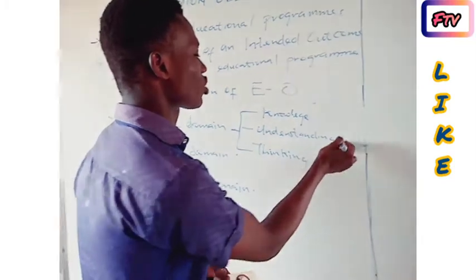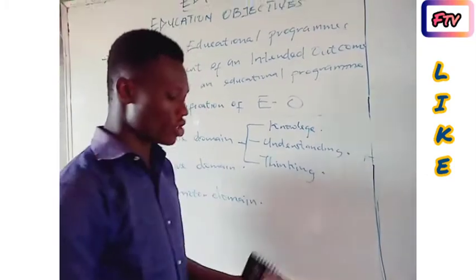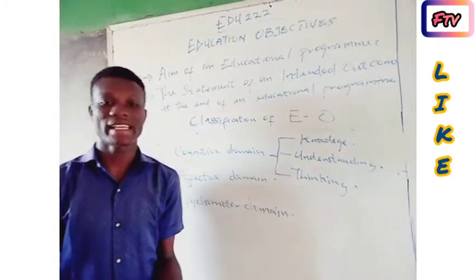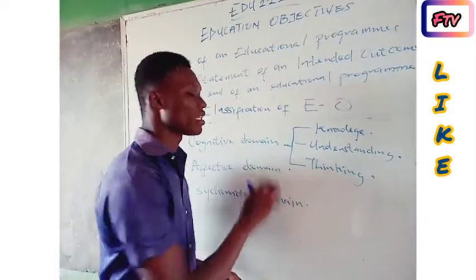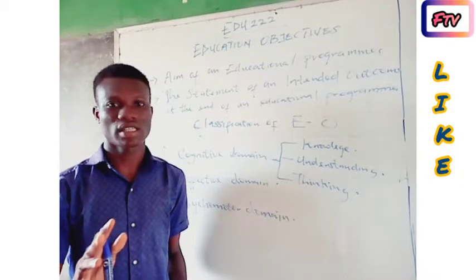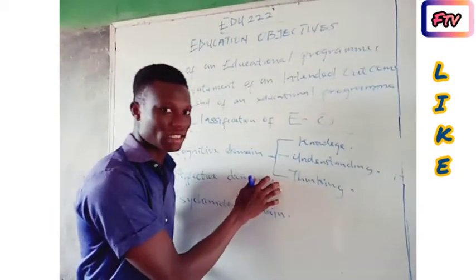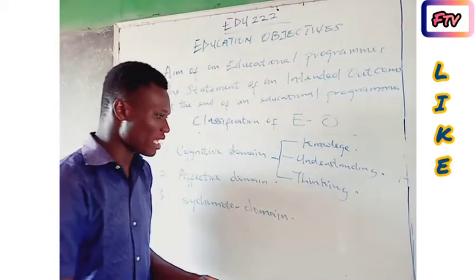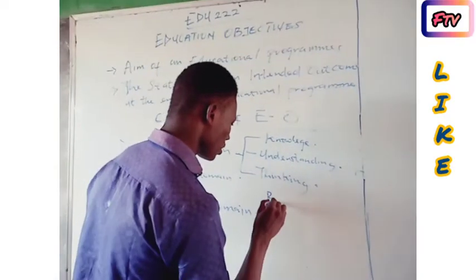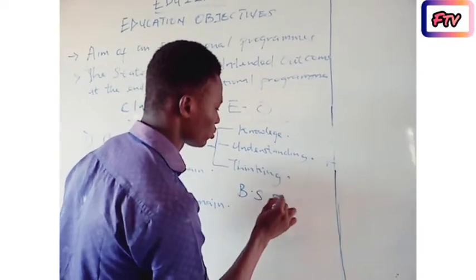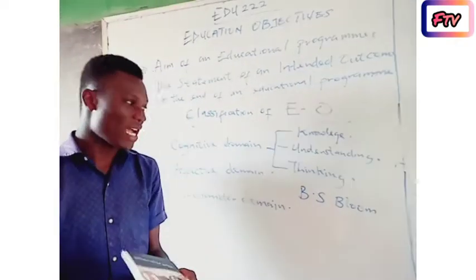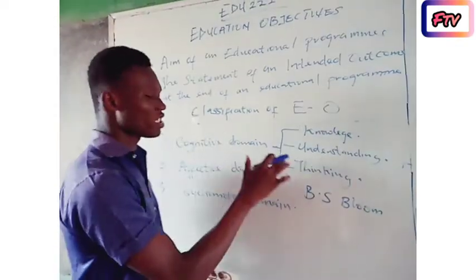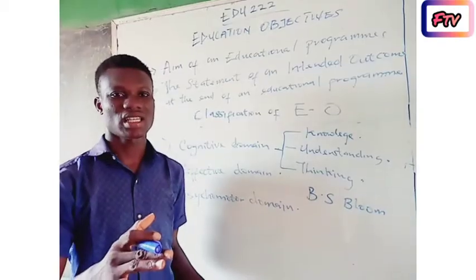Now there is an educational psychologist called B.S. Bloom. He actually divided this cognitive domain into 6 categories. Now basically there are 3, but there is this man B.S. Bloom, Benjamin Samuel Bloom. He's an American educational psychologist, and he divided this cognitive domain into 6 categories.